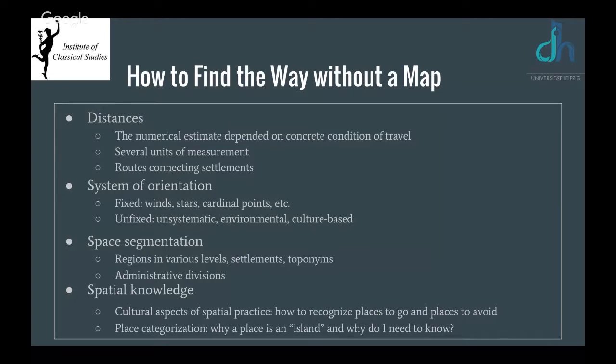Then we have the system of orientation, which is essentially the system that you use in order to know in which direction to go. And this system of orientation can respond to a fixed system, which essentially belongs to some key kinds of reference points, such as the winds, stars, the cardinal points, and so on. Or it can be unfixed, which means that it's dependent on the environment. So, for example, you associate a mountain to a landmark: at this mountain turn left, for example.